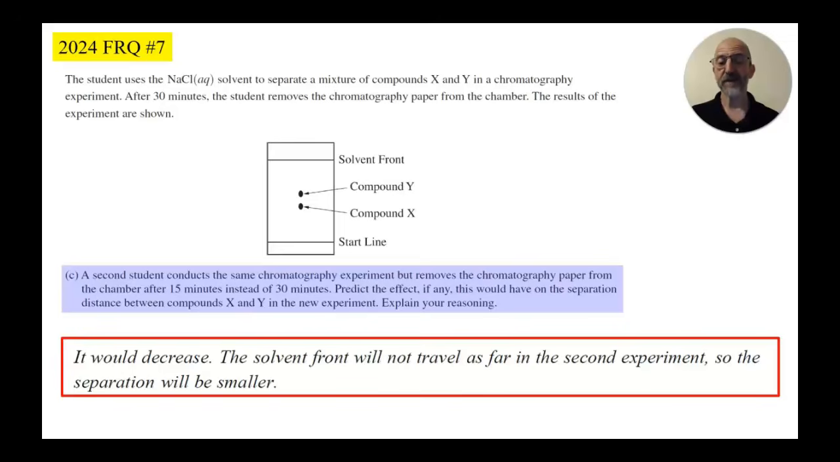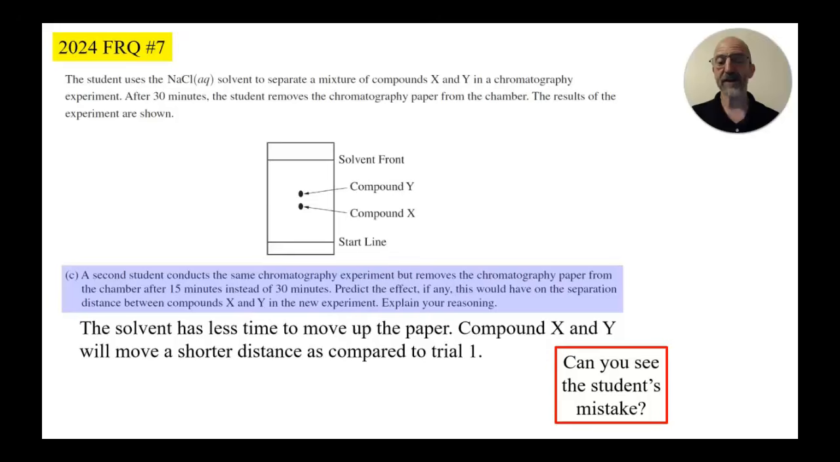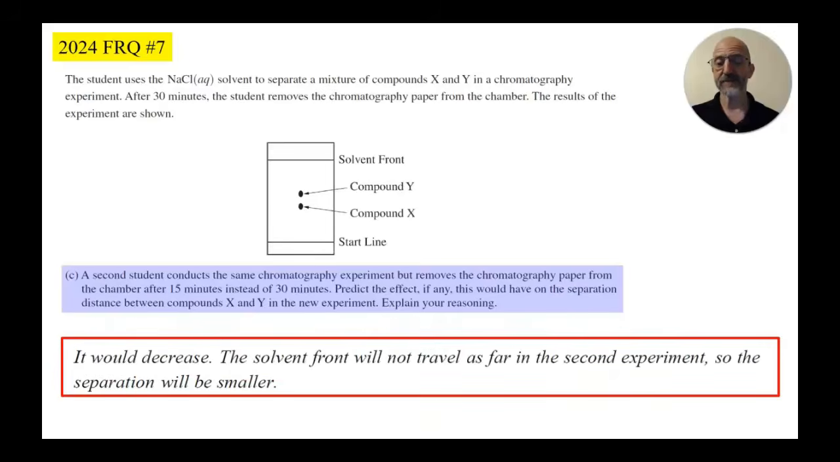The solvent front would not travel as far in the second experiment. So again, not just talking about the compounds' movement, but their separation. That was the important detail that we were looking for in this question. All right, well, this is the chromatography experiment. That was the end of it.